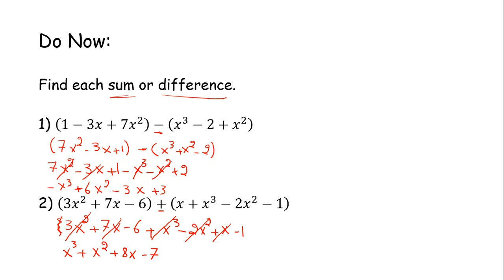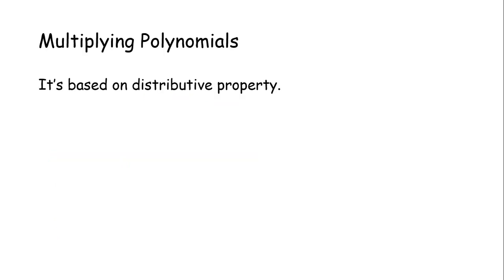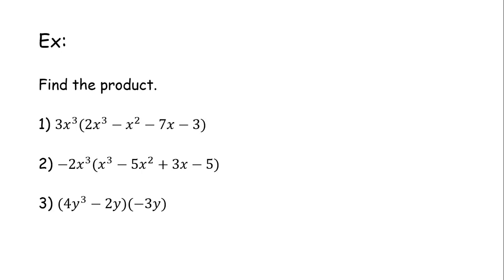Let's talk about multiplication. Okay, we multiply polynomials. We've learned how to do this before, except now we're doing it with multiple terms. Multiplying polynomials is always based on the distributive property. So we're going to take every term in the first polynomial and distribute it to every term in the second polynomial. Let's look at the first example here, number 1. The first polynomial is 3x cubed. The second polynomial is the whole entire polynomial inside the parentheses.